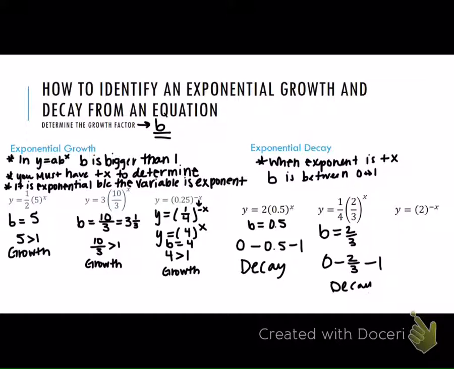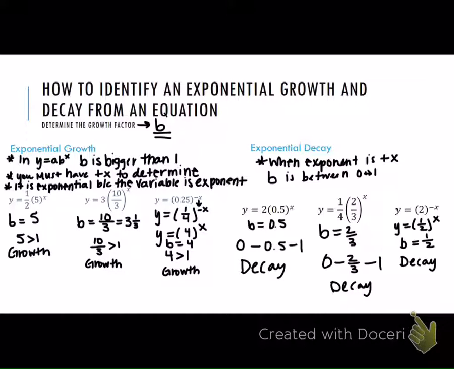How do we need to rewrite that last one before we can say anything? Because it has a negative exponent. Riley? You gotta make it 1/2, and that makes it positive. So what is our b value then, Riley? 1/2, which is between 0 and 1, yes, which makes that decay.